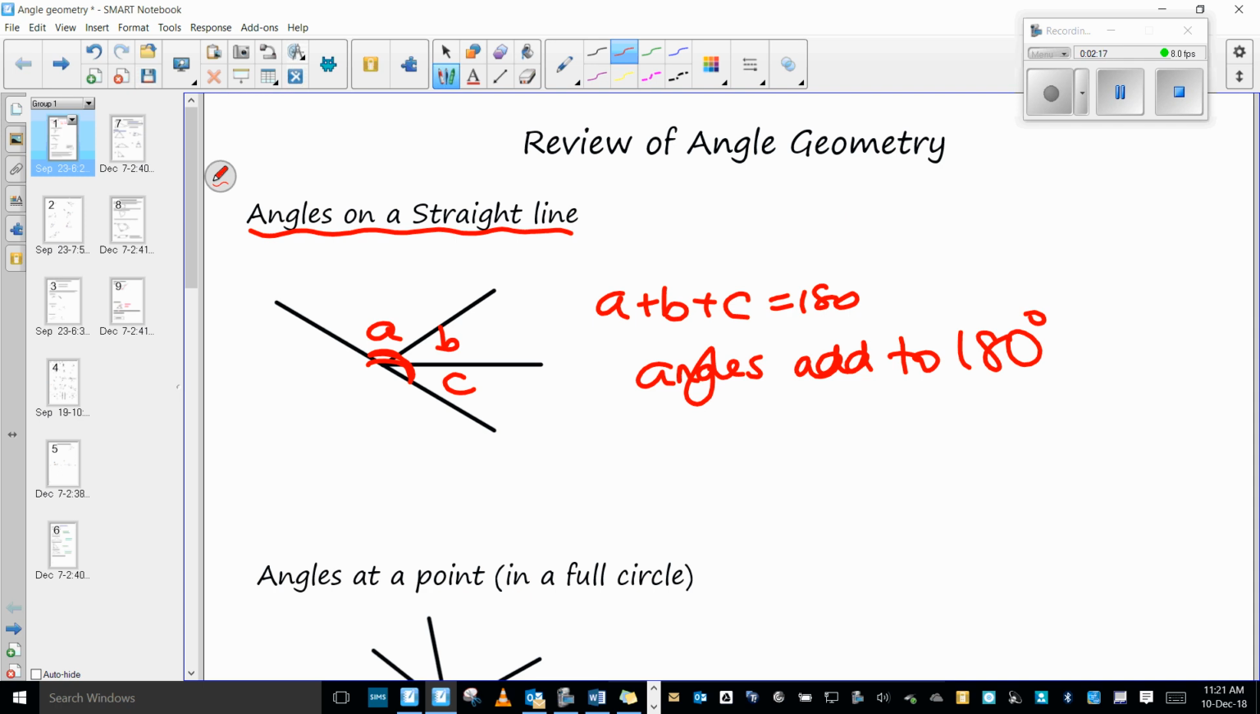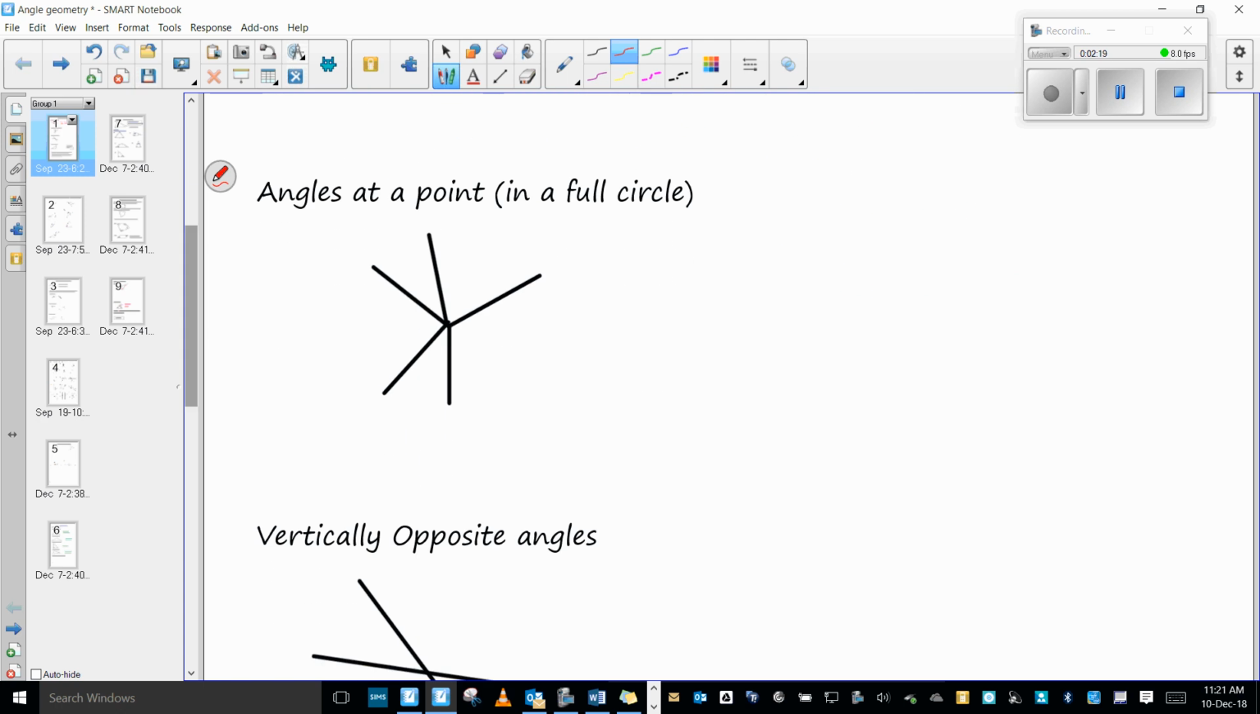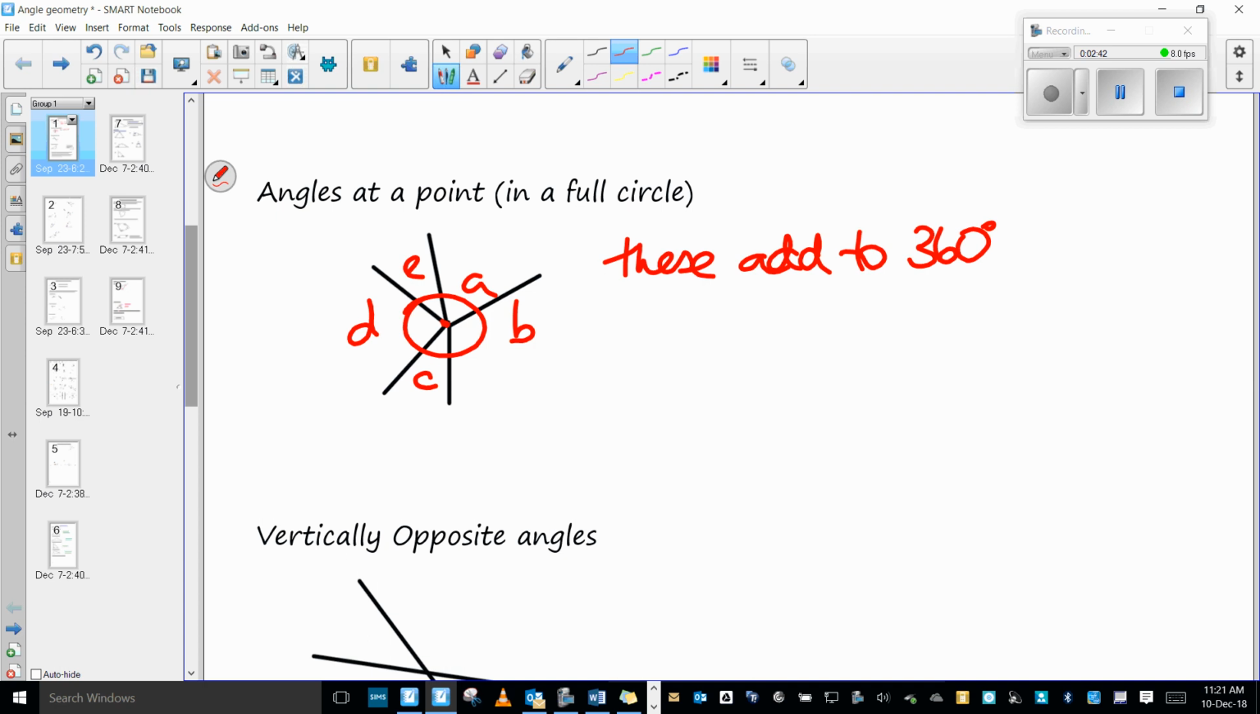Okay? Angles at a point. So here we've got one point. We've got lots of different angles that meet at that point. What do we know about those angles? All equal 360. Careful what you're saying. They don't equal 360. They all add up to 360. So if I had these labeled as so, they add to 360. So that's angles at a point or in a full circle.